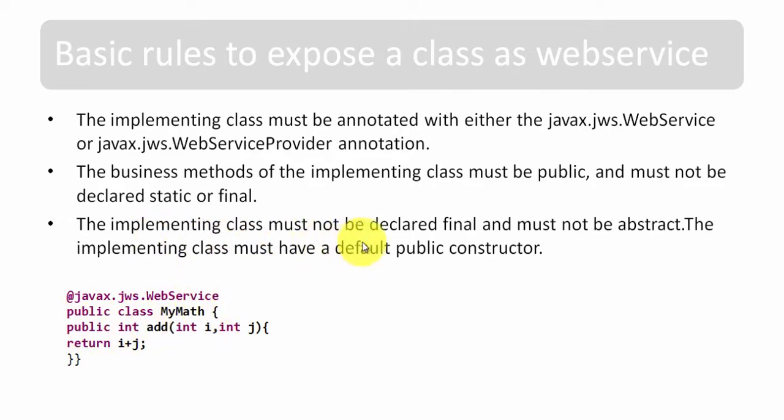The implementing class must not be declared final and must not be abstract. The class must have a default public constructor. We know that if you don't provide a constructor, the class will have the default public constructor. Right now, this program is a perfect candidate to be exposed as a web service.